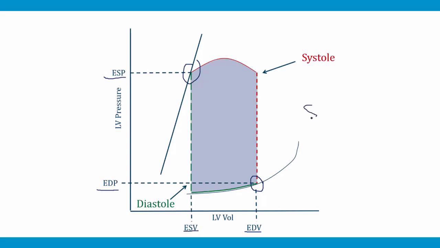And as you may recall, stroke volume is equal to the difference between the end diastolic volume minus the end systolic volume. That's how we calculate stroke volume. And so you can actually identify the stroke volume from a pressure volume loop. It's the difference between these two volumes here along the x-axis. And we'll talk more about that in just a second.